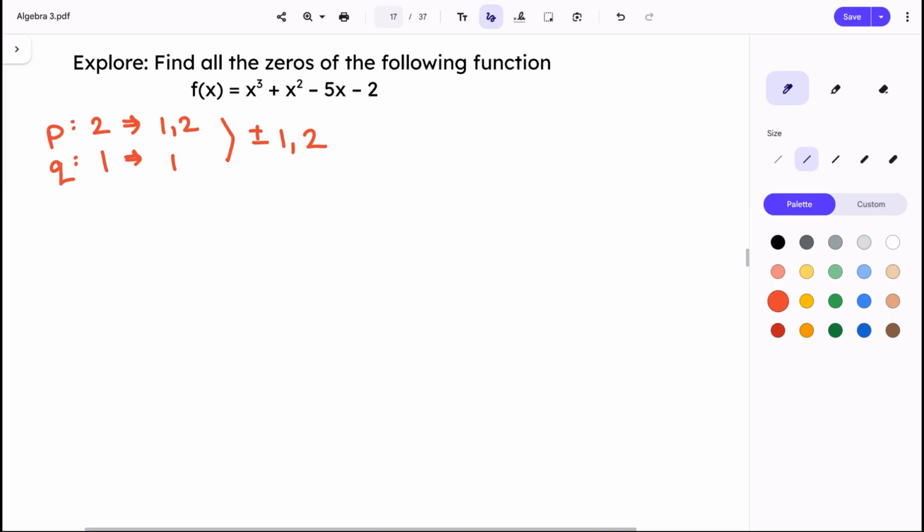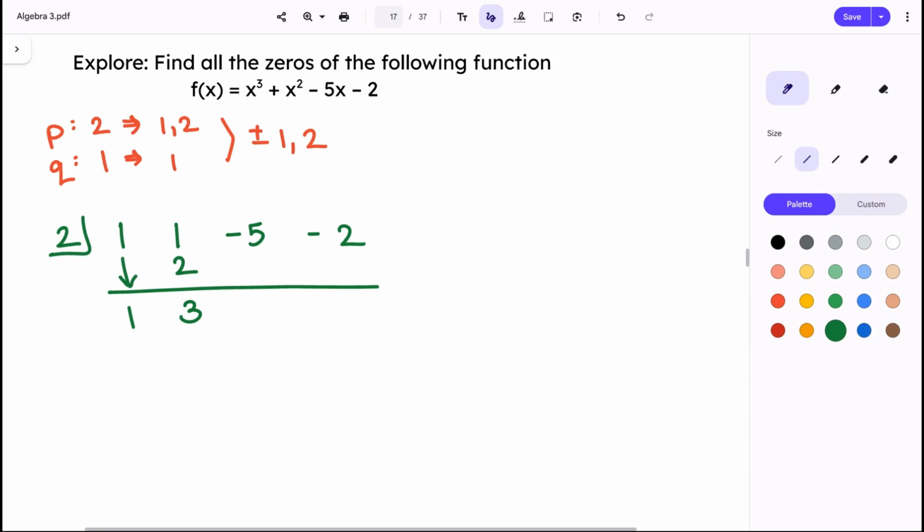Okay. So go to your table. Type that equation in, and I want you to tell me one that works. 2 works. And what are my coefficients? 1, 1, 1, negative 5. Good. Okay, so I'm doing my synthetic division.